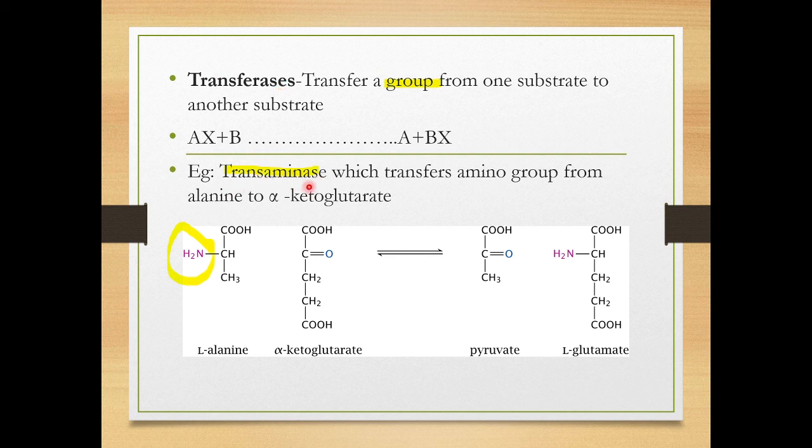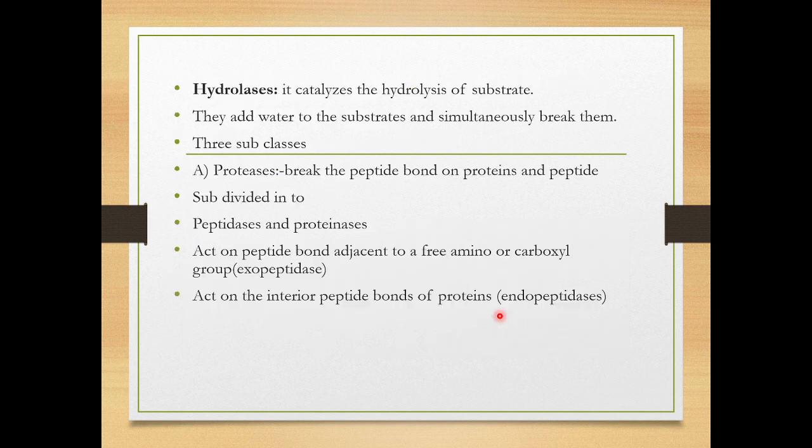Hence called a transaminase. So the amino group from alanine is transferred to alpha ketoglutarate, to this position. So this becomes glutamate, and this becomes pyruvate. So this is an example for transferase, the second enzyme class.